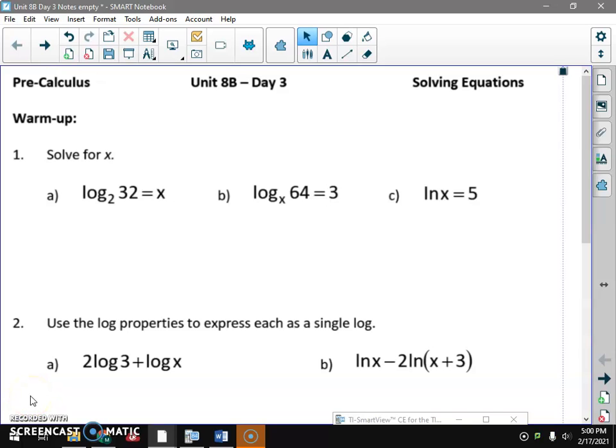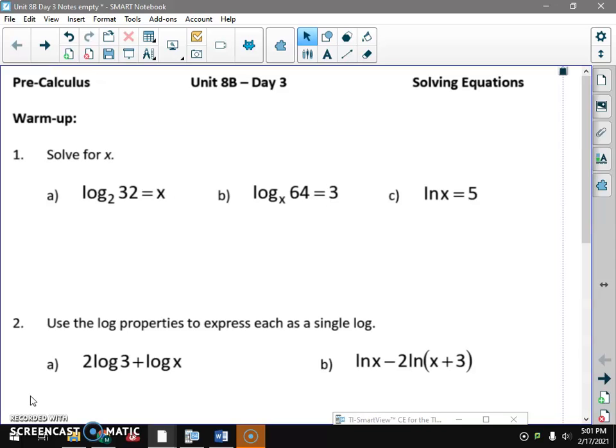Day 3 of logarithms. Today we're going to start solving some equations. More math in a vacuum, not any applications yet, but we're moving that direction. So again, we started with operations, we moved to graphing, we had to add a little bit of properties, how to manipulate things, and now we're going to do some solving equations.